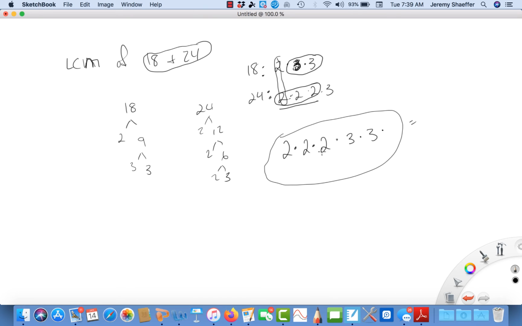2 times 2 is 4. 4 times 2 is 8. 8 times 3 is 24. 24 times 3 is 72. And that is our least common multiple. So to find that, we had to use the one that had the most. Let's say that we had a 5 in here somewhere. If something has a 5, you would have to add that in there too, because even if there's only one of it, you have to include it. So this is a little more difficult than just listing multiples, but still not too difficult.